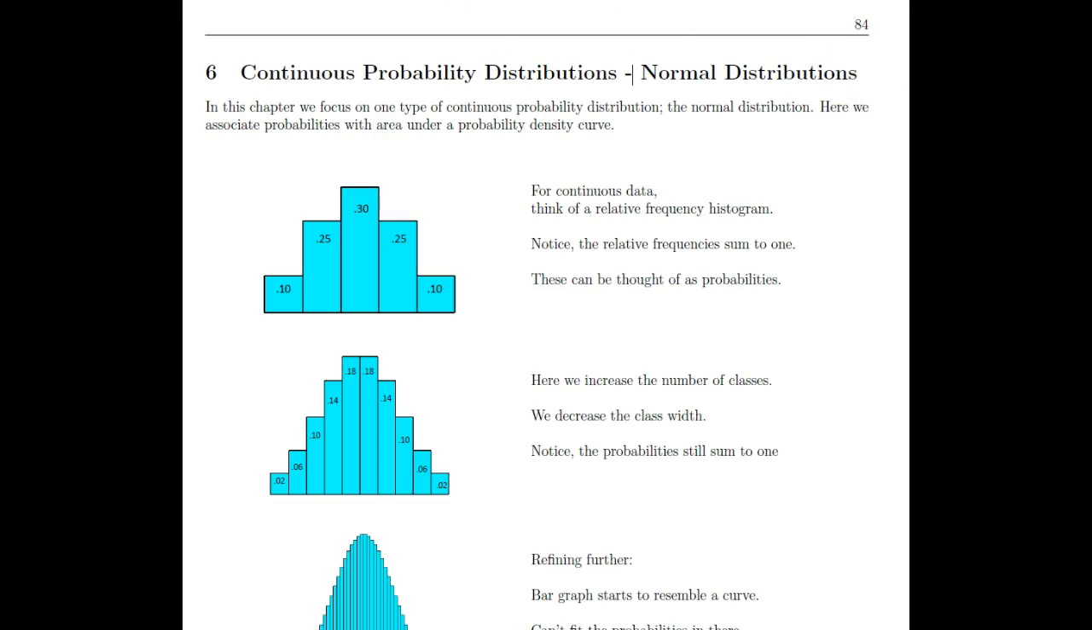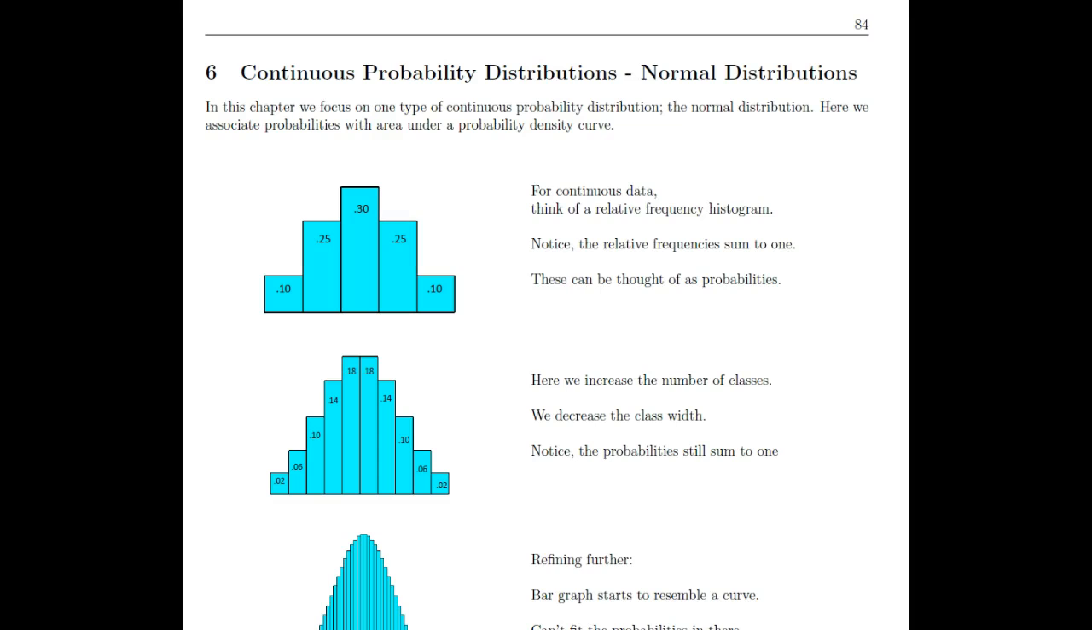So in Chapter 5 we discussed probability distributions, specifically discrete probability distributions, which are when you have a finite number of values, or a countable number of values, that your variable can assume, like for example the number of heads you get when you flip a coin, where it was 0, 1, 2, and 3. And that was discrete because there are gaps in between those values.